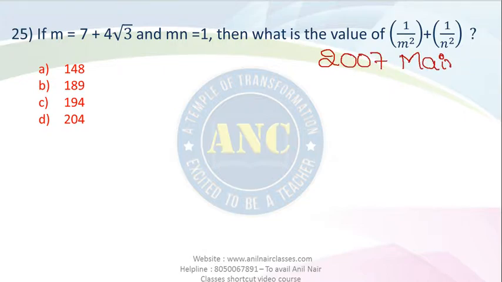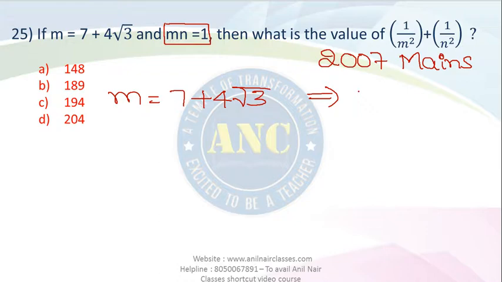This is your original SSC mains question, sir. Same question we have just put it on the screen, and in this question, instead of giving you n value, which is the reciprocal of m, they are directly saying in the question itself that mn is equal to 1. Now see here, that means can I say that m value is nothing but 7 plus 4 root 3, right? M value is nothing but 7 plus 4 root 3, and mn value is nothing but 1. That means because mn is equal to 1, I can say that n is nothing but 1 by m, right? n is nothing but 1 by m.